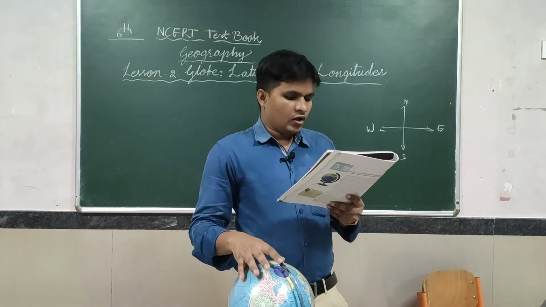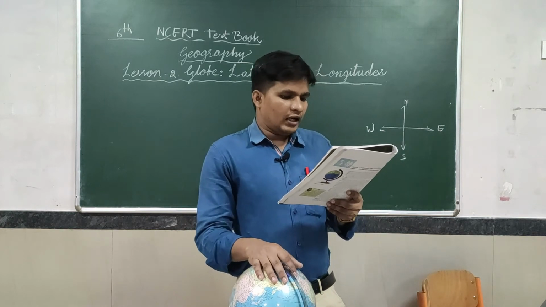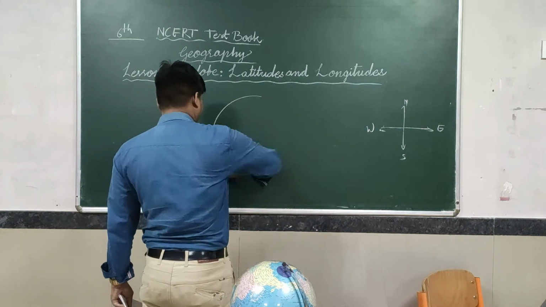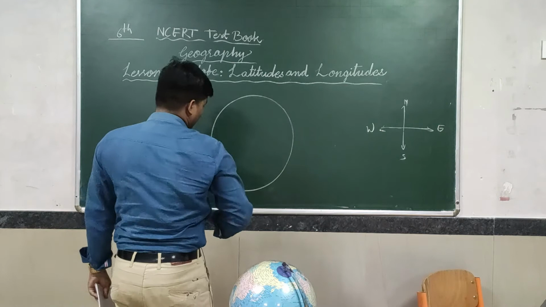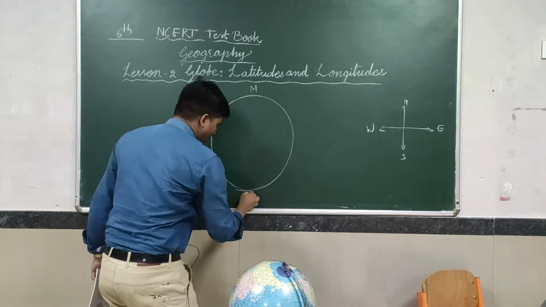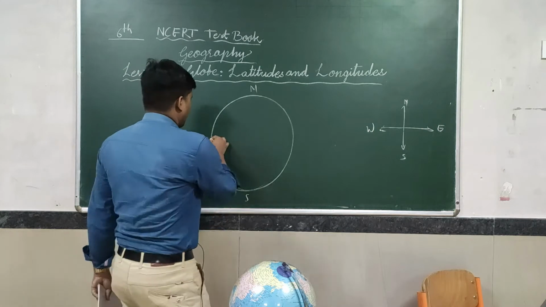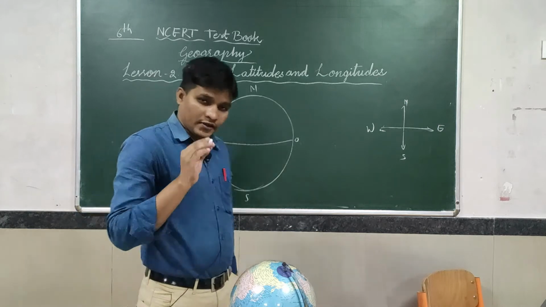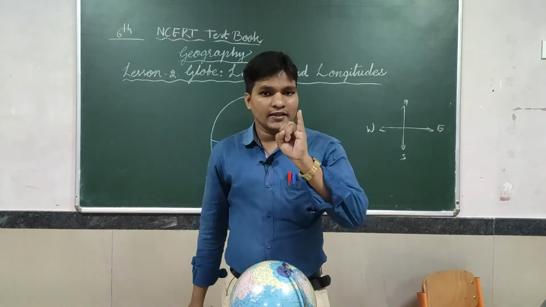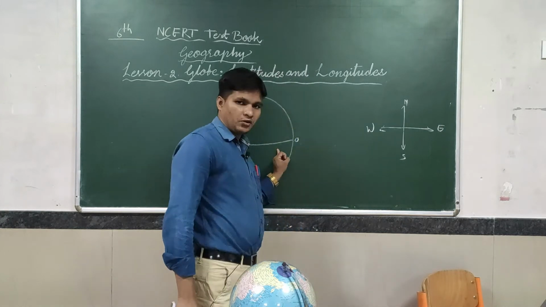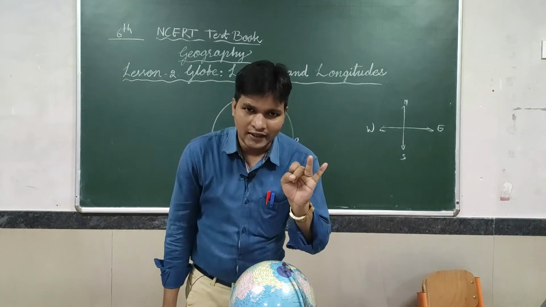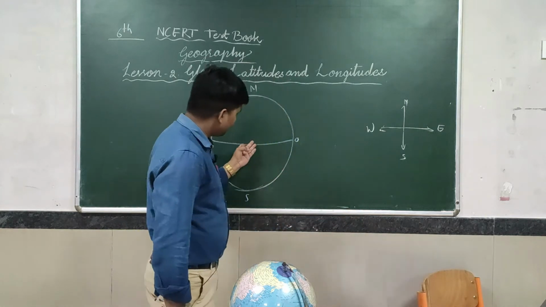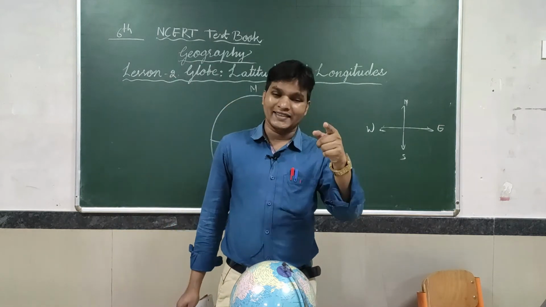Okay, so I'm making a drawing. This is the North Pole and this is the South Pole, isn't it? So this is the middle 0 degree, that is called the equator. We can say it has three names: the largest latitude, the 0 degree latitude, and the equator. We have to keep in mind it has three names.